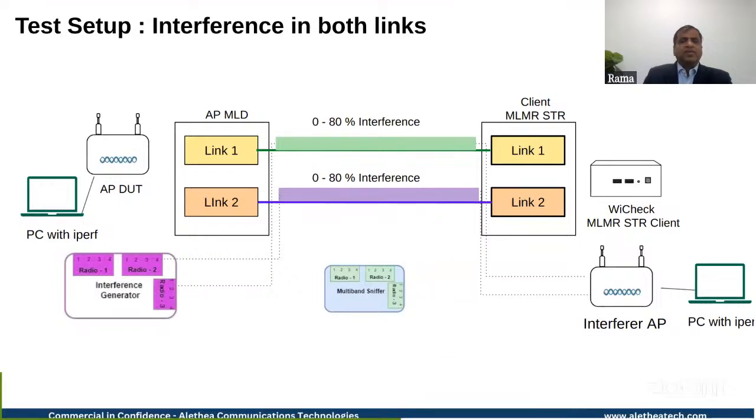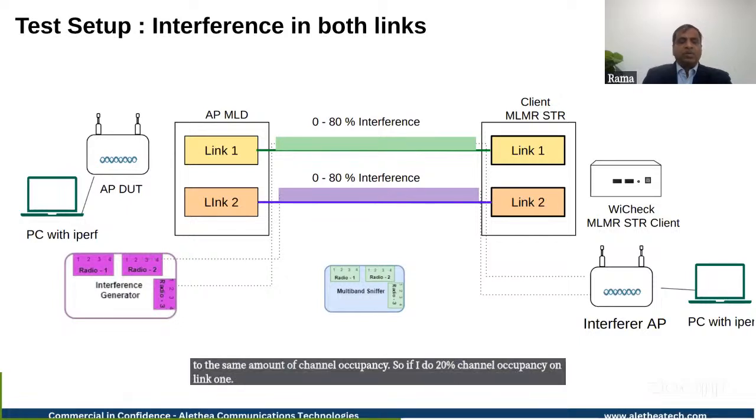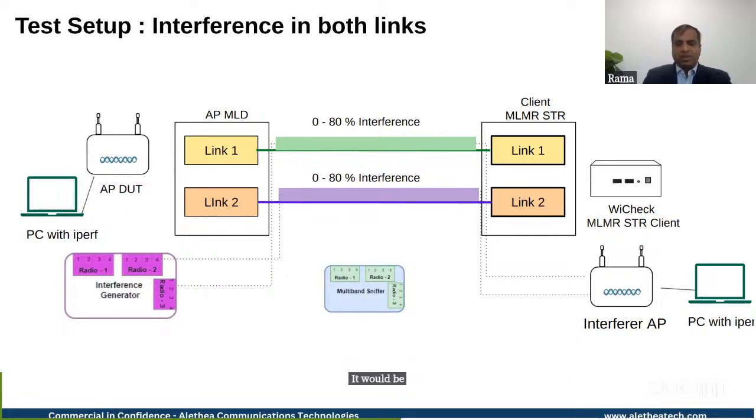The next one is that you have interference on both links. I would call this the worst case scenario for MLO. Here we are using the interference generator as indicated to simultaneously transmit on both 5 gigahertz and 6 gigahertz. We would introduce interference on both the channels to the same amount of channel occupancy. So if I do 20% channel occupancy on link 1, it would be 20% channel occupancy on link 2.